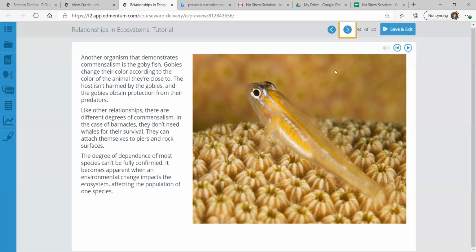Like other relationships, there are different degrees of commensalism. In the case of the barnacles and the whale, the barnacles don't need whales for survival. They can attach themselves to rocks or piers as well. And the degree of dependence of most species can't be fully confirmed. It becomes more apparent when an environment changes drastically and there's a change in the ecosystem.